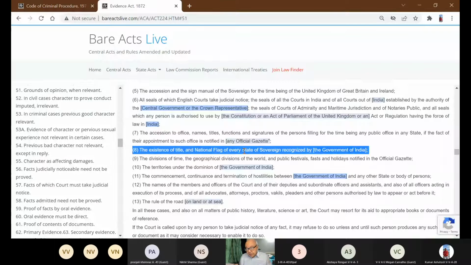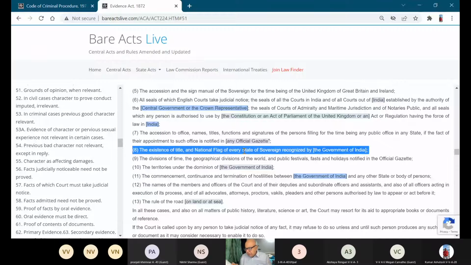Item 10: the territories under the dominion of the government of India. Now, what are the union territories? Delhi is a union territory, isn't it? Formerly, Goa was a union territory, now a state. There are many union territories in India for which the Constitution of India makes special provision, isn't it? They are directly under the control of the central government. A lieutenant governor is appointed. The court will take judicial notice. There are, I think, 13 union territories in India.